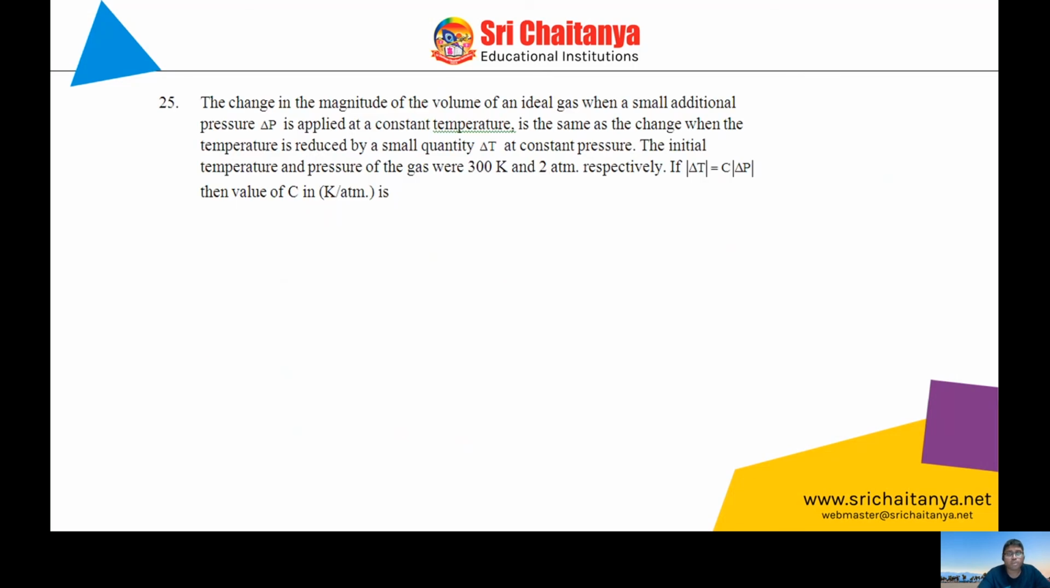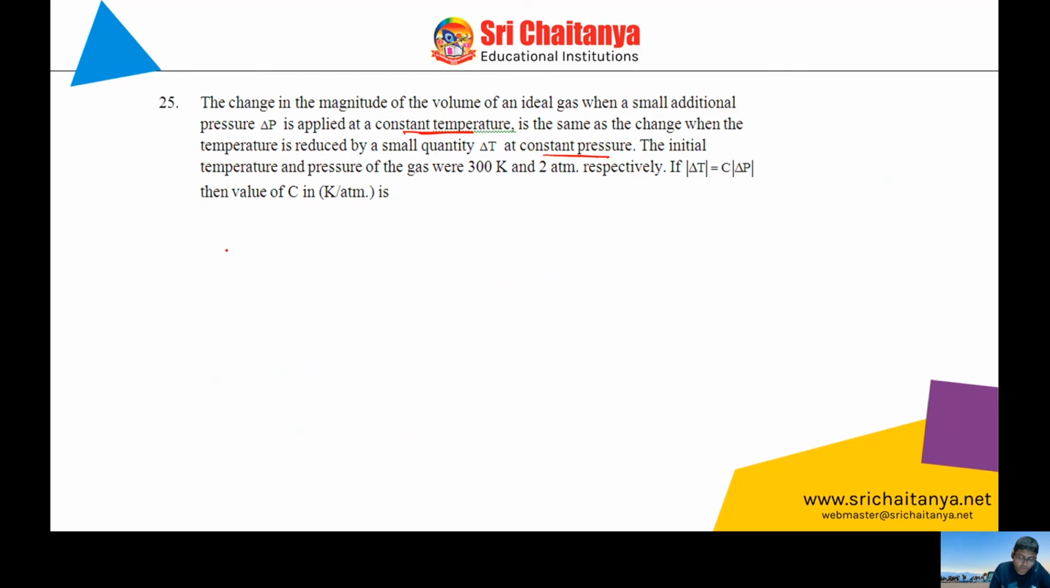Now question number 25 is another simple question from thermodynamics. The change in the magnitude of the volume of an ideal gas when a small additional pressure delta P is applied at constant temperature is the same as the change when the temperature is reduced by a small quantity delta T at constant pressure. The temperature and pressure are given, and you are required to find the value of C, which would be delta T upon delta P. So we are talking about two conditions: one is the constant temperature condition, and the other is the constant pressure condition.